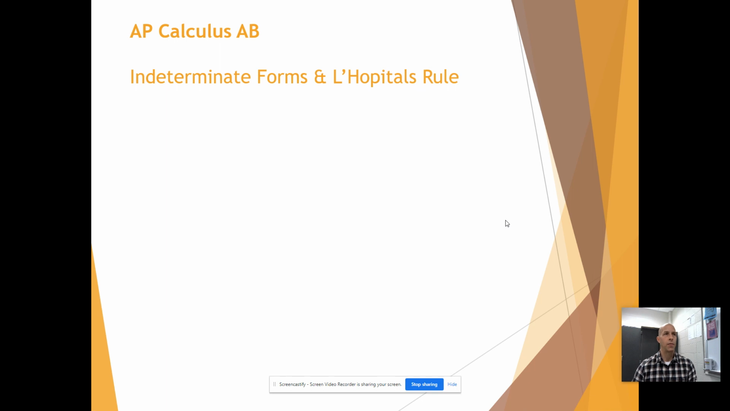In AP Calc AB, we are looking at indeterminate forms and L'Hopital's rule. An example of when you would want to use that would be this limit here, where we're doing the limit of arctan x over sine x as x goes to 0.